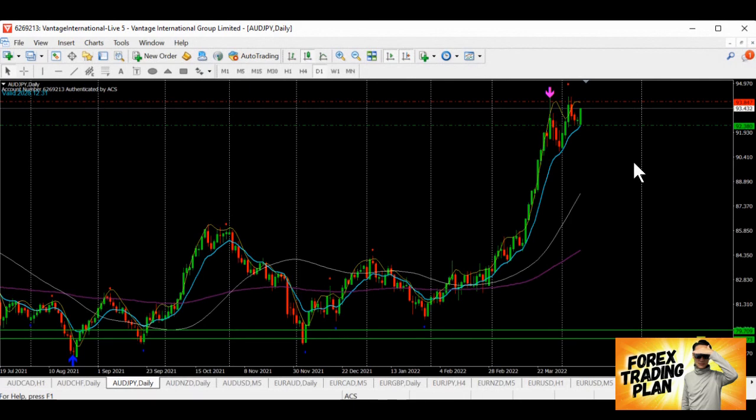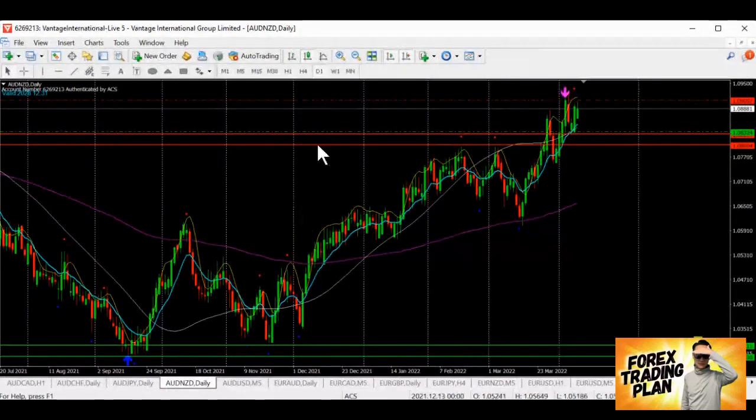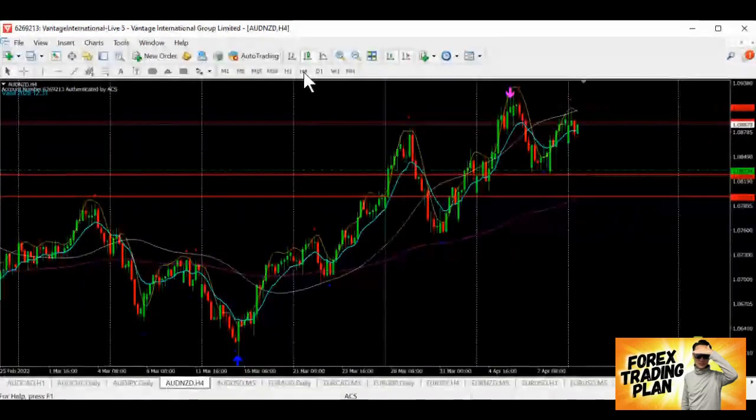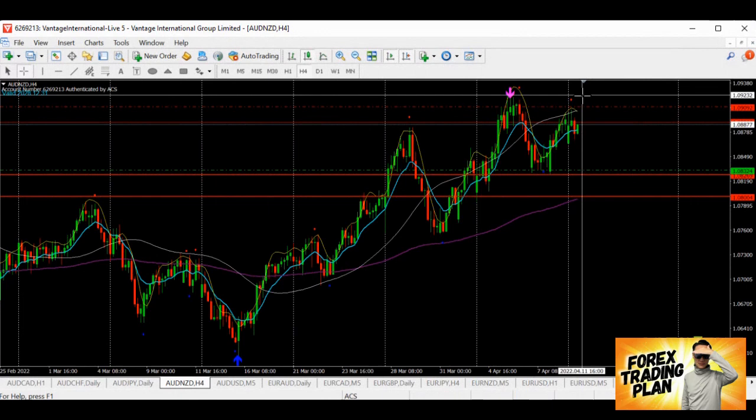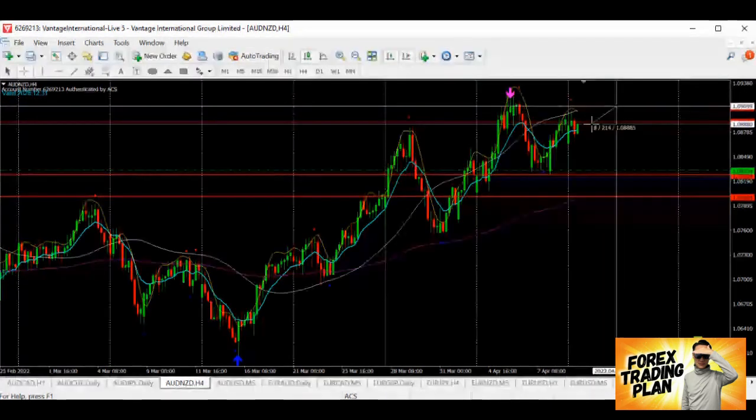So in this case, I suggest that Aussie yen we will need to give a miss as well. So how about Aussie Kiwi? Aussie Kiwi, same thing. We are taking a ride to the moon. So we are in the bullish run. So tentatively, if I'm looking at this, we still have some space for buying.